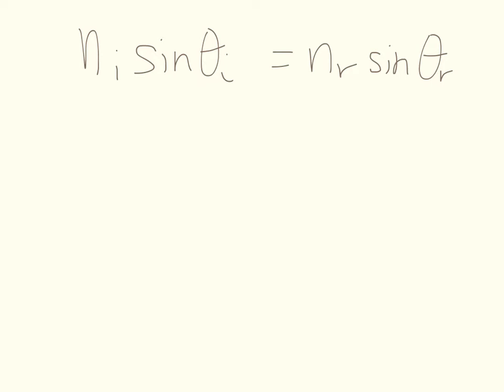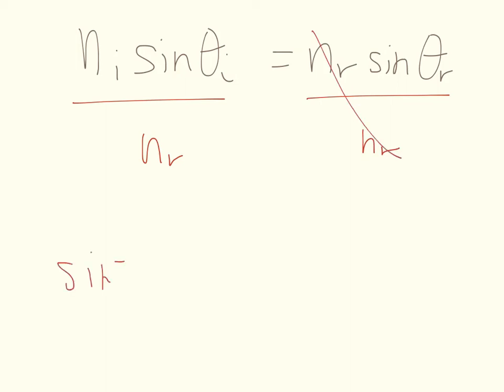Your calculator needs to be in degree mode. Don't borrow someone's calculator tomorrow and forget to do it because they don't have it in degree mode. Use your own. If you're trying to find theta, you need to use the sine inverse to do that. So if you're trying to solve for theta R, you need to divide by nR, and then take the sine inverse of this entire left-hand side.